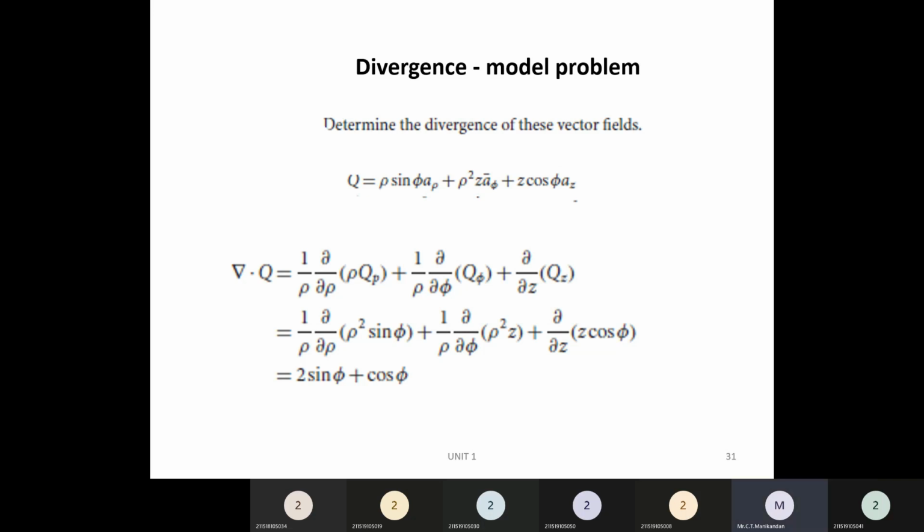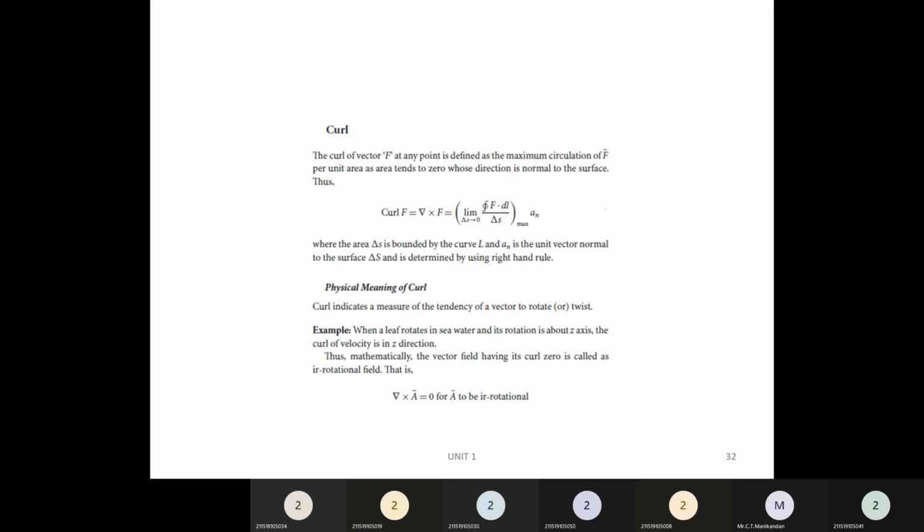And you can see here, input is vector, output is scalar. Q equals rho sin phi a rho plus rho square z a phi plus z cos phi a z. So the del dot Q value is 2 sin phi plus cos phi. So input is vector, output is scalar.